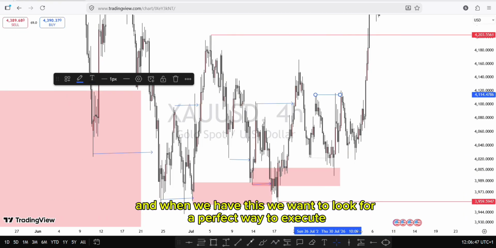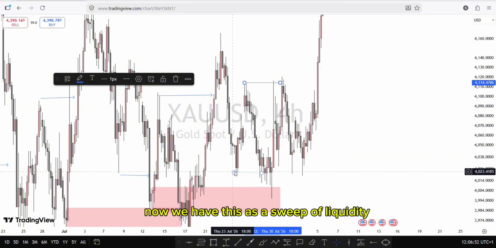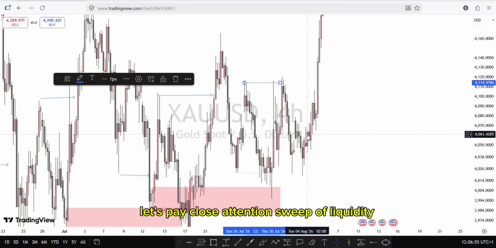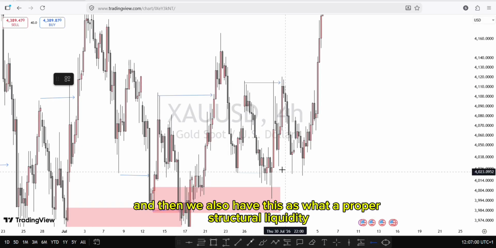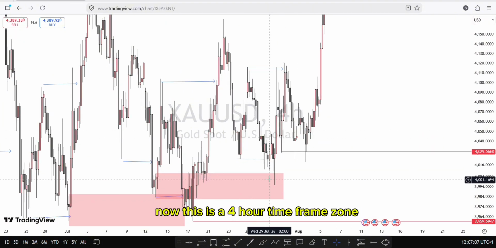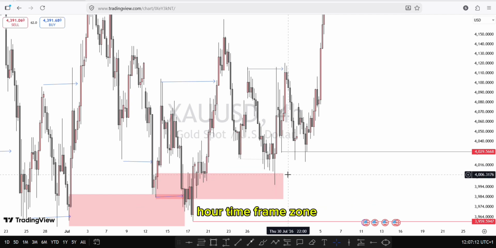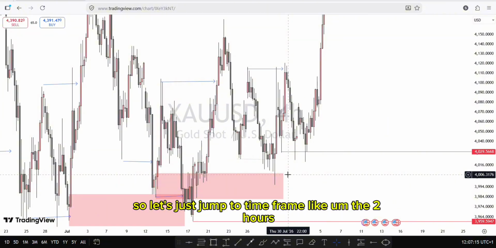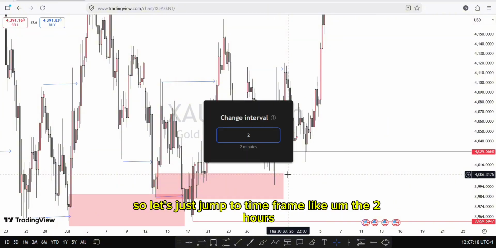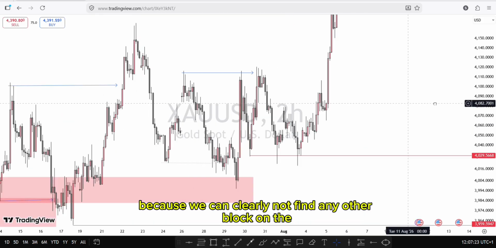Shift in market direction. And when we have this, we want to look for a perfect way to execute. Now we have this as a sweep of liquidity. Let's pay close attention. Sweep of liquidity, and then we also have this as what? A proper structural liquidity. And how do we want to pick our entry? Now this is a 4-hour time frame zone, right? So we cannot pick an entry from this 4-hour time frame zone. So let's just jump to a time frame like the 2 hours. Let's see if we are going to have an order block there, because we can clearly not find any other block on the 4-hour time frame.